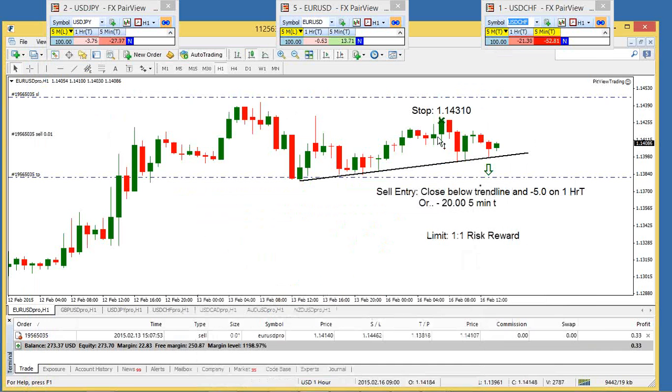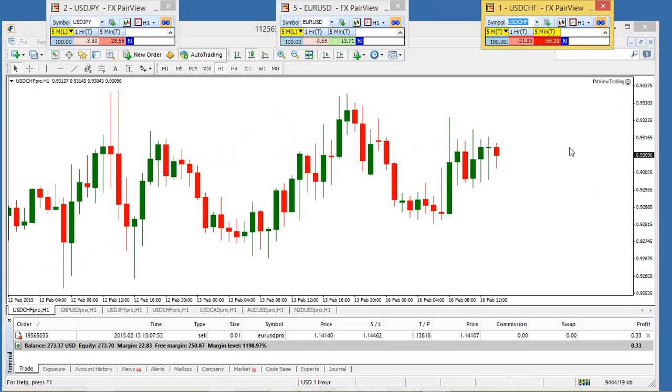All right. So there's a little trade on Mr. Eurodollar. Now let's go over here. Let me change my chart over here. Let me go to my good friend Mr. Dollar Swiss.